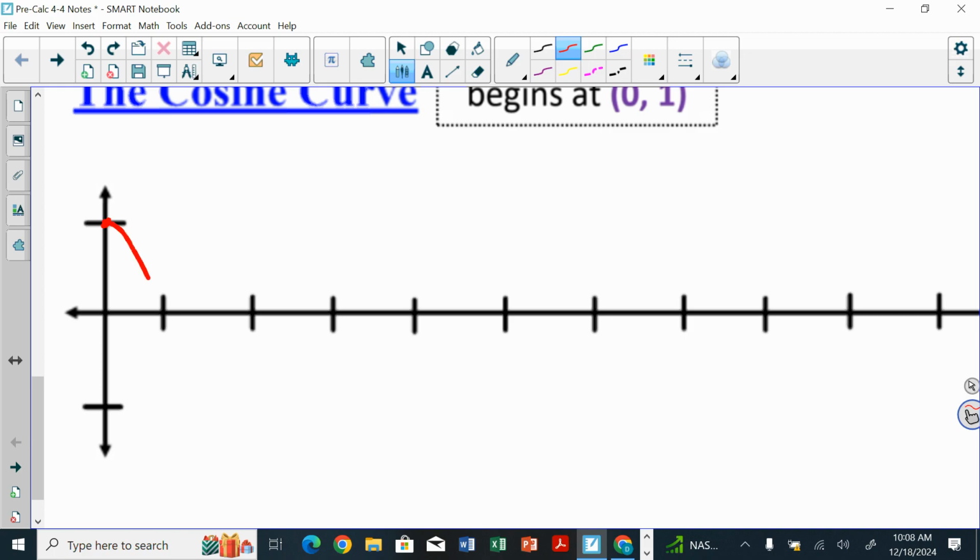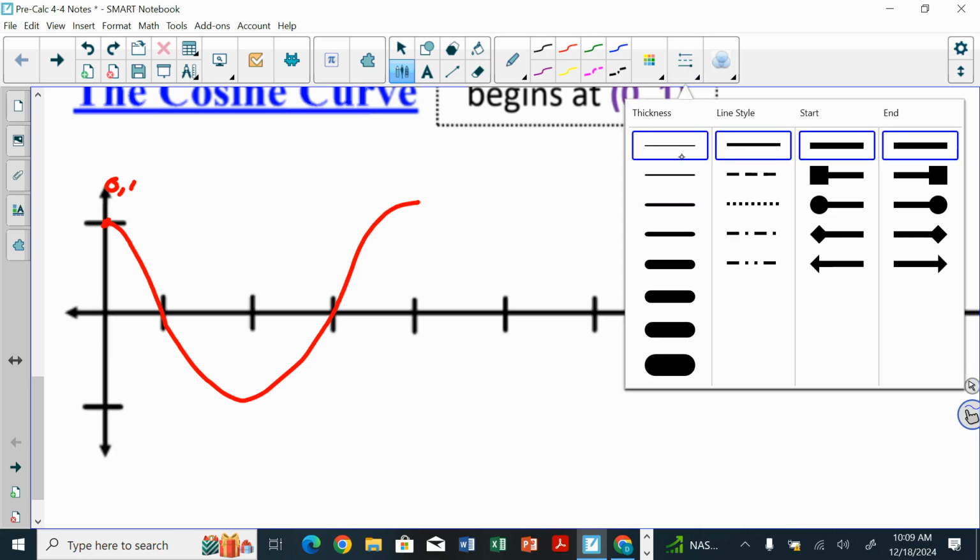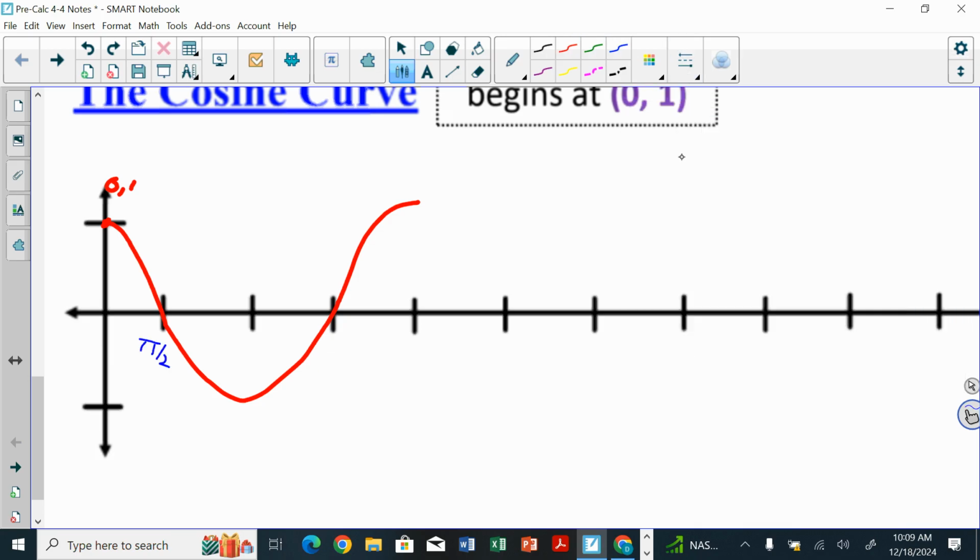So now we're going to go down through here at 0, and then we're going to curve around and then go back up through here. And then at 2 pi, if you notice, we're right there. So I'll stop right there just to show it. So we started here at 0, 1. And then again, at pi over 2, which is 90 degrees, right? This is pi, or 180 degrees. This is 270, and this is 360, or 2 pi.